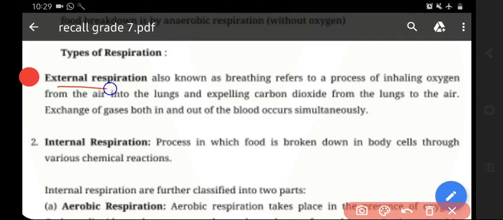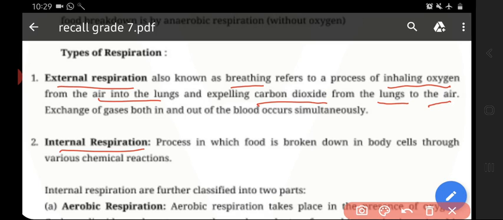Types of respiration. We have two types, external respiration and internal respiration. External respiration is also known as breathing, which refers to the process of inhaling oxygen from the air into the lungs and exhaling carbon dioxide from the lungs to the air.